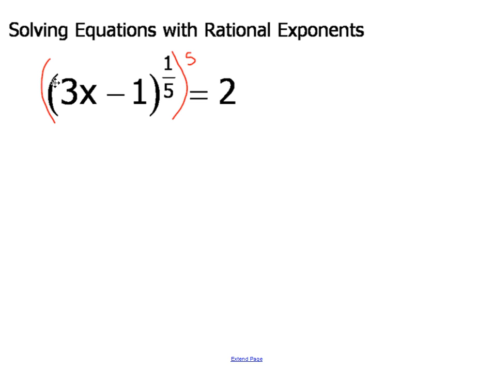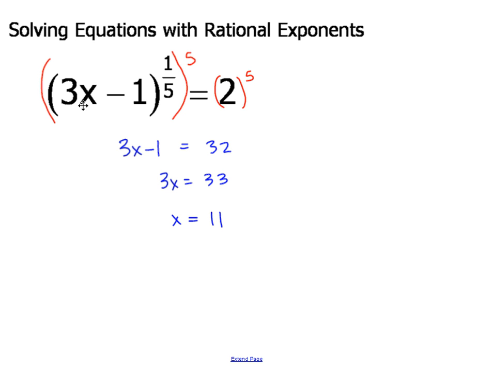So now I have a power raised to a power. I would multiply these exponents together. So 1/5 times 5 is 1. So on the left, I have 3x minus 1 to the first power, which is just 3x minus 1. Since I raised the left side to the fifth power, I have to also do the same thing to the right side. So now I have 3x minus 1 equals 2 to the fifth, which is 32. Now I'm going to add 1 to both sides, so I have 3x equals 33. Divide both sides by 3 and get that x equals 11.